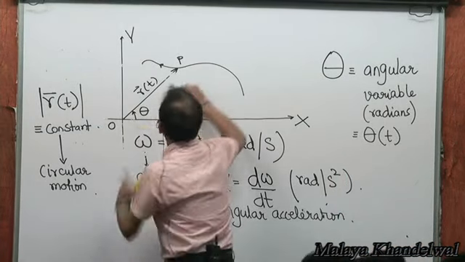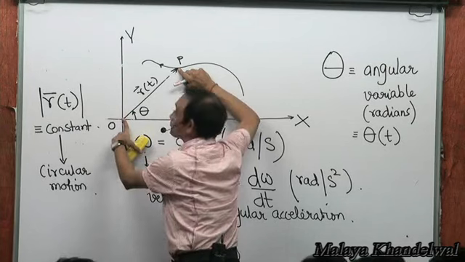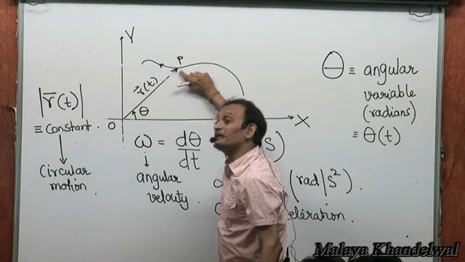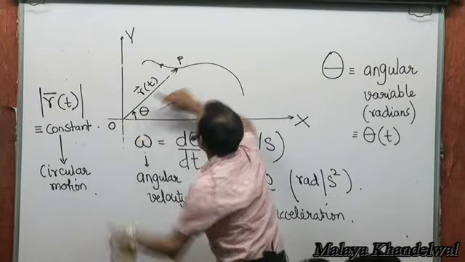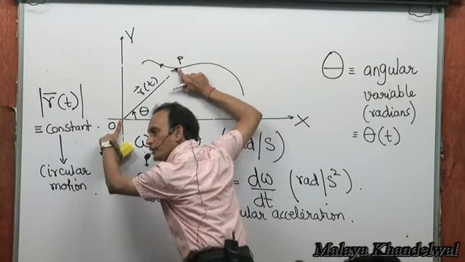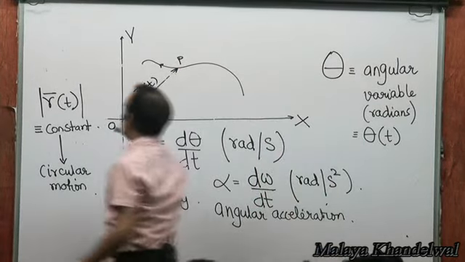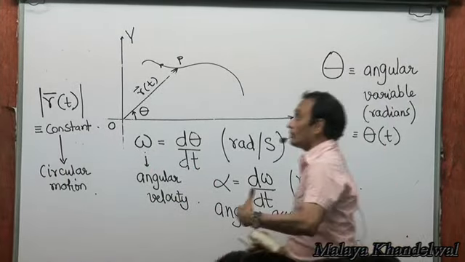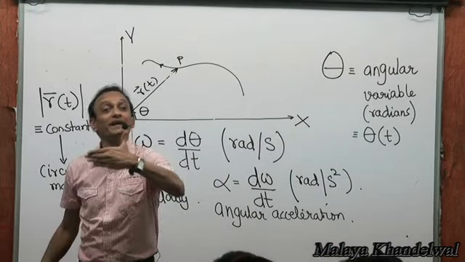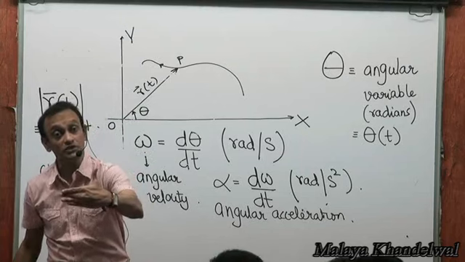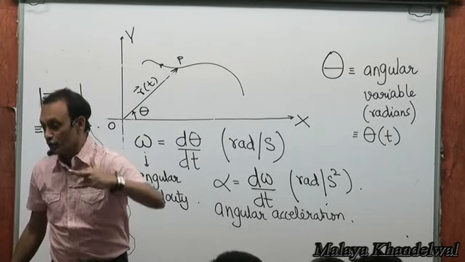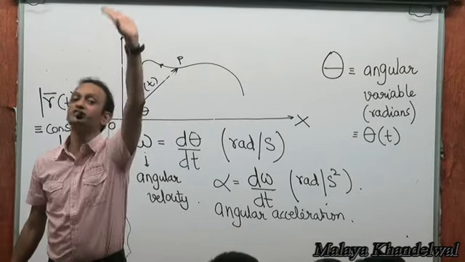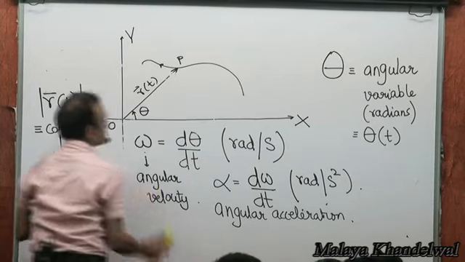So, mod r(t) means what? Distance of P from the origin. If that does not change with time, that means the path described by P is a circle centered at O and of radius equal to mod r(t), right? If in this circular motion, omega remains constant with time, then it's called uniform circular motion. Yes or no? Now, can I wipe this off?